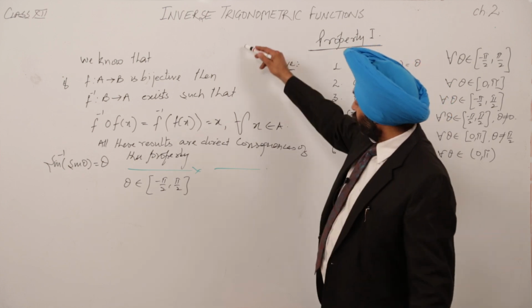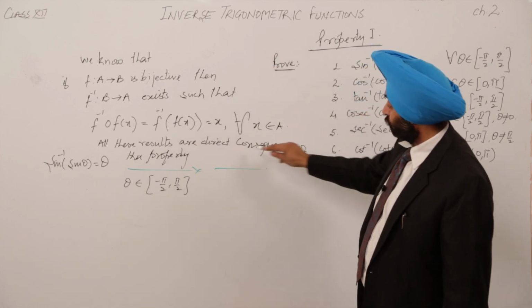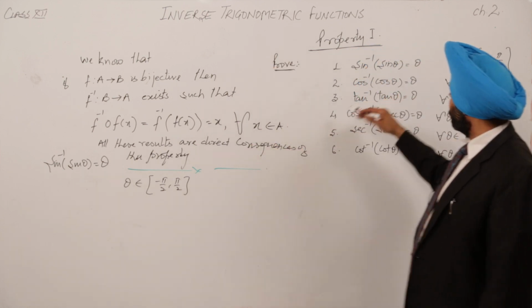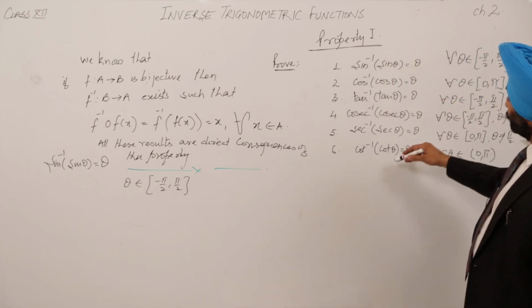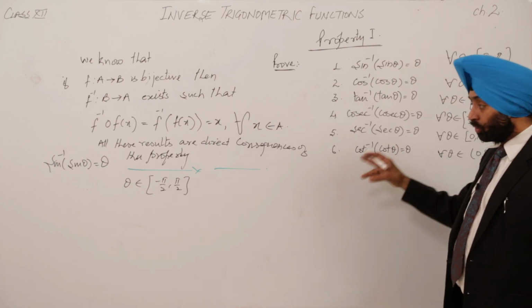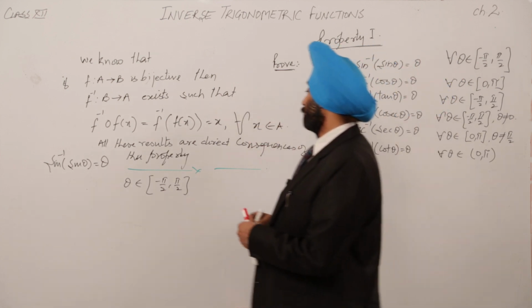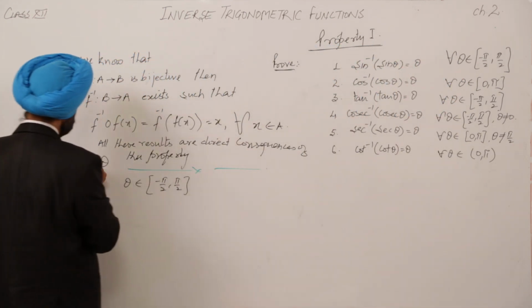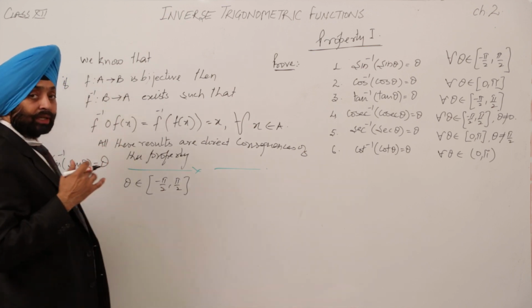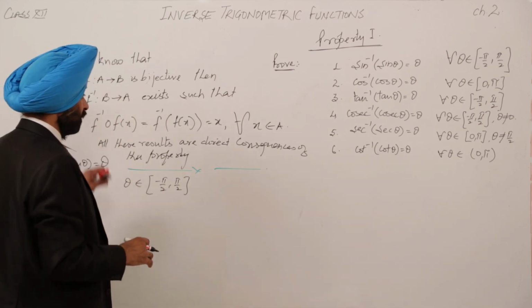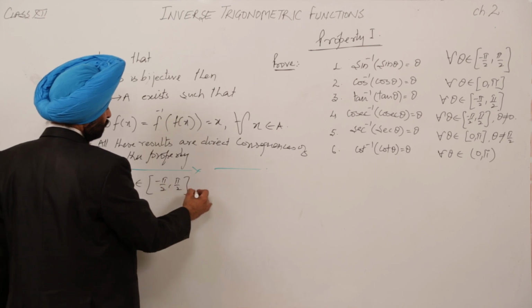On the whole, what I explained up to here for this property means that everything written here will be considered true when you are using this result. And what is this result? Let's check it. Sine inverse sine theta is equal to theta. This I have to prove. Now theta belongs to minus pi by 2 to pi by 2.